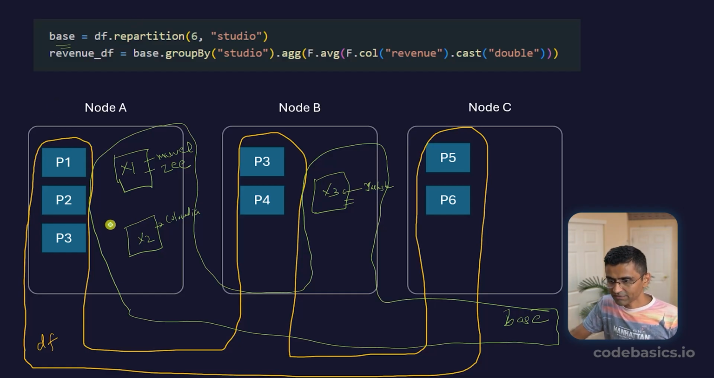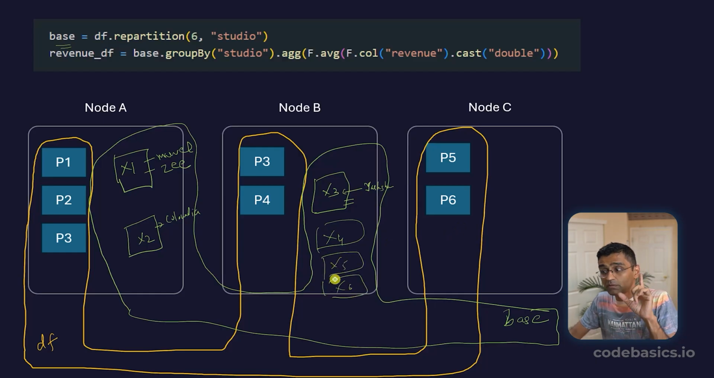So I had df, my original data frame for movies records. I created base when I did repartition into 6. Okay, so 6 partitions. It will actually create 6 total partitions: x4, and number of nodes doesn't matter. It can be x5, x6. It will create 6 partitions, but it will make sure that the records from the same studio will be available only in a single partition. So all the records of Marvel Studio will be in x1. You will not find any Marvel record in x4, x5, x3 or any other partition. Okay, so that's a key thing that we have to remember.